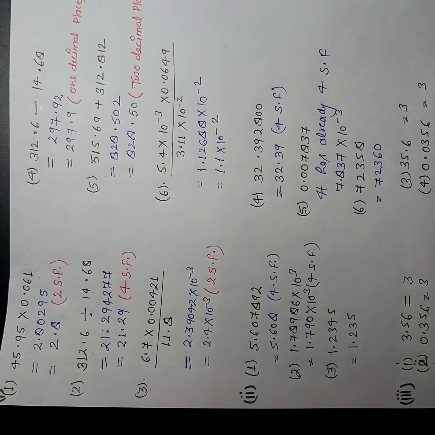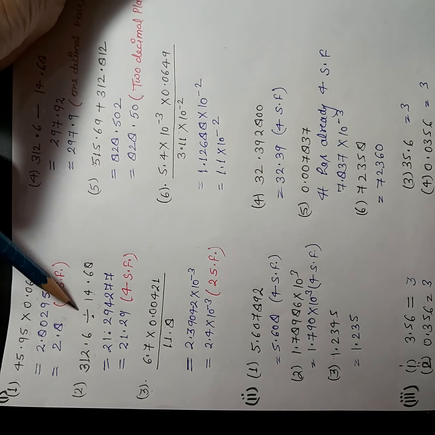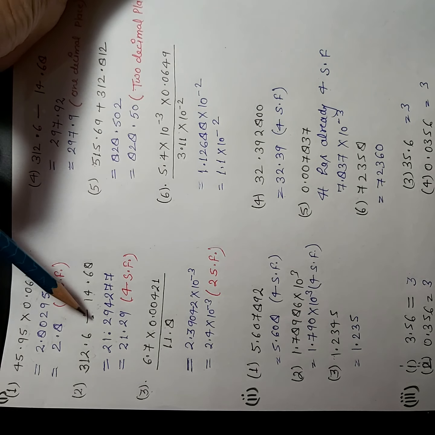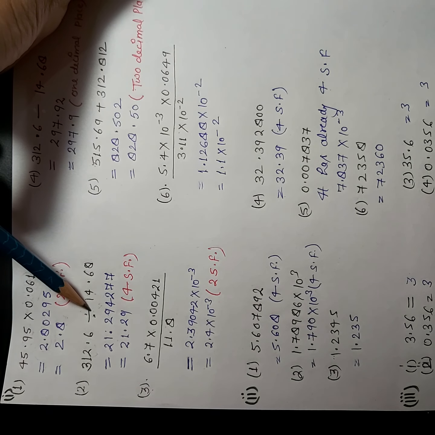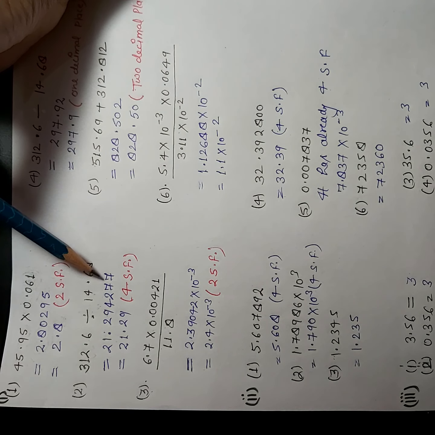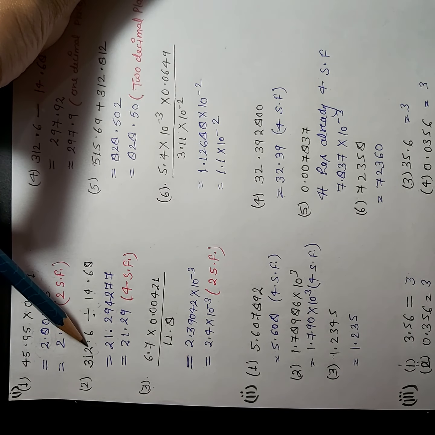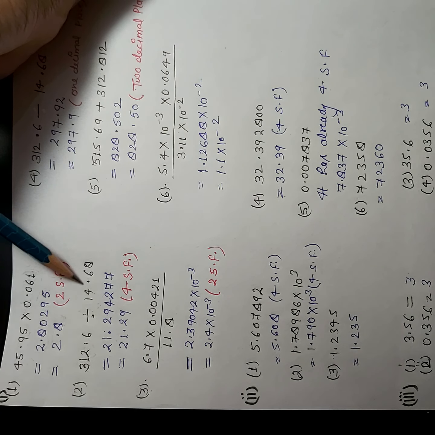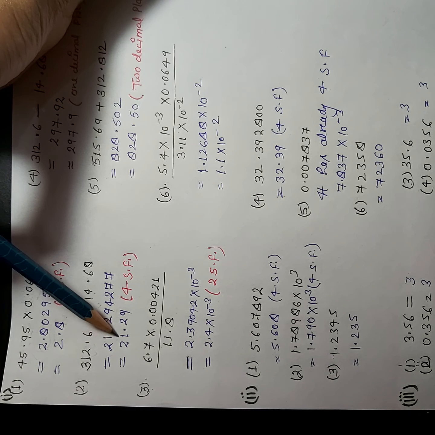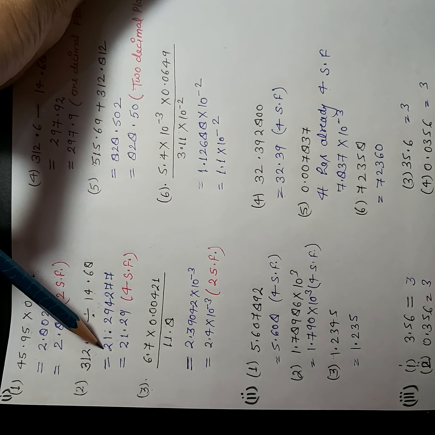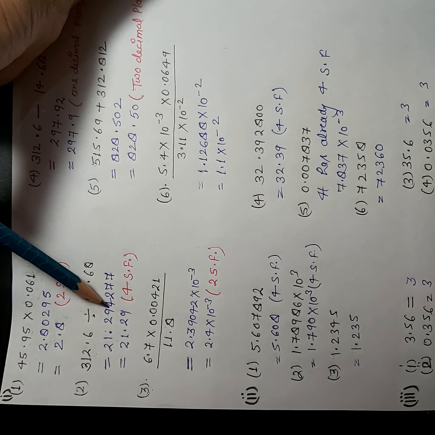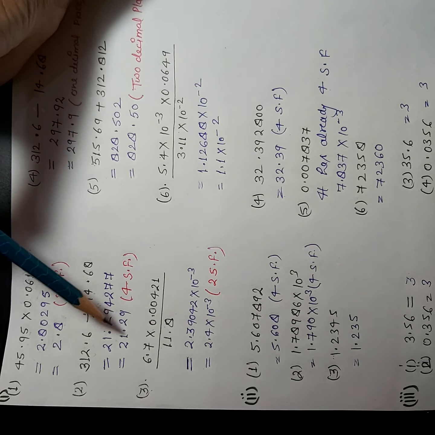Next question is 312.6 divided by 14.68. Like multiplication, in division also we have to report our answer with the least significant figures. This number has 4 significant figures and this number also has 4 significant figures. So we will take 4 non-zero digits from the initial position. 21.294277, we will take 21.29. So this is our final answer.